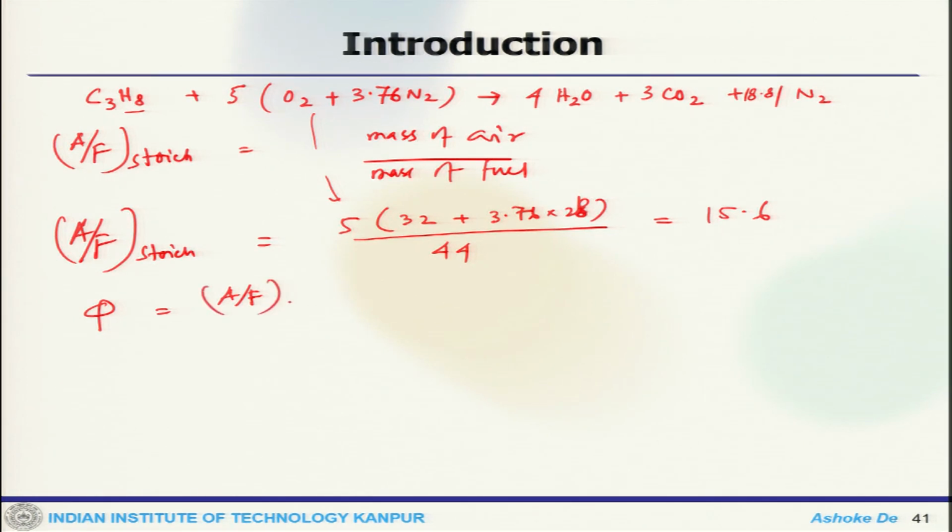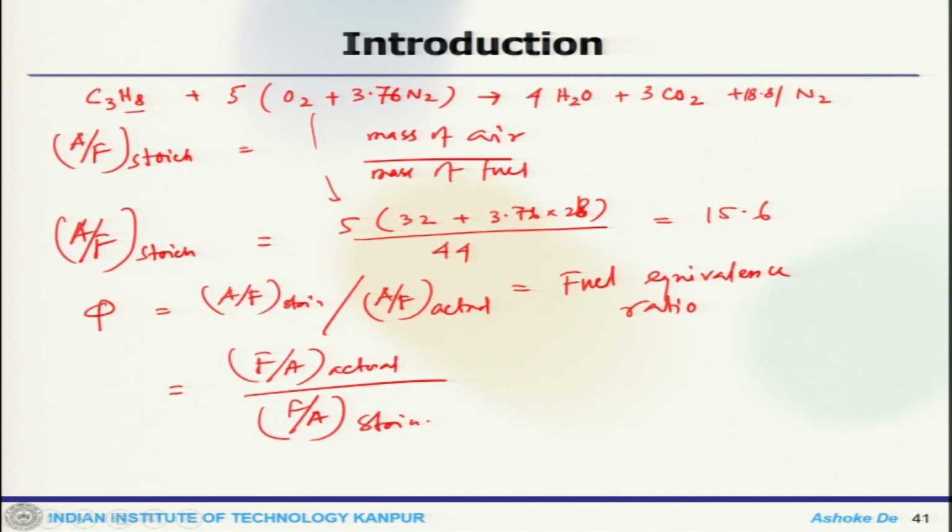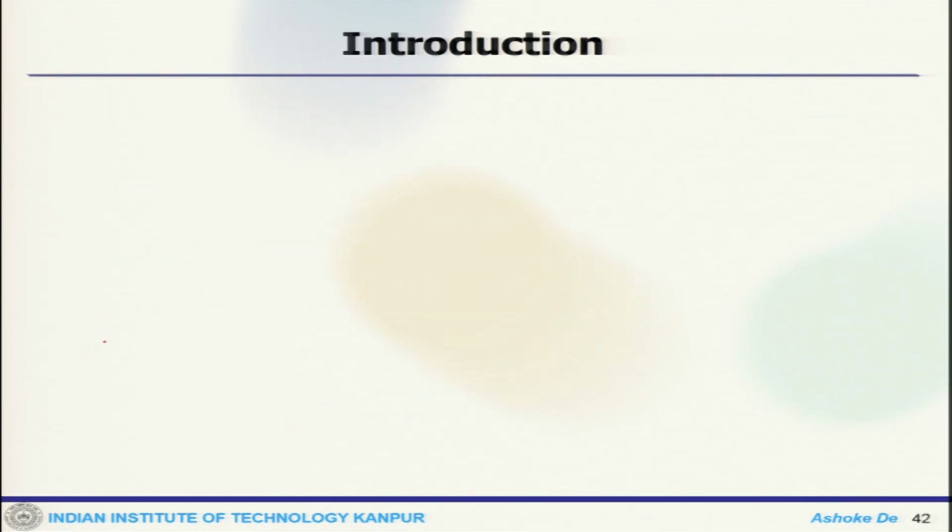So, phi, the air fuel ratio at stoichiometry divided by the air fuel ratio actual, is called the fuel equivalence ratio. Or one can reversely define it as fuel by air actual to fuel by air stoichiometric. That will give you the actual situation, where one can find out the equivalence ratio in a premix flame.